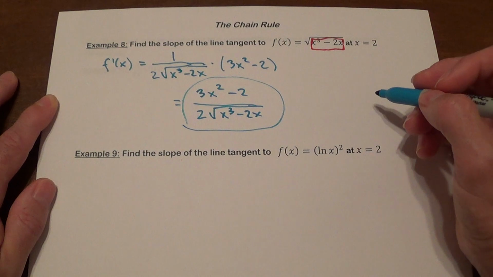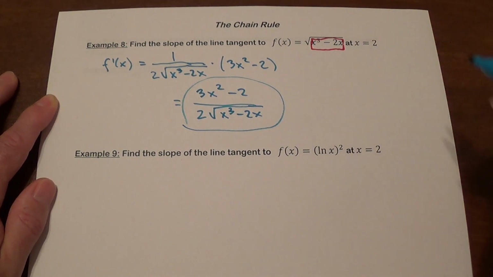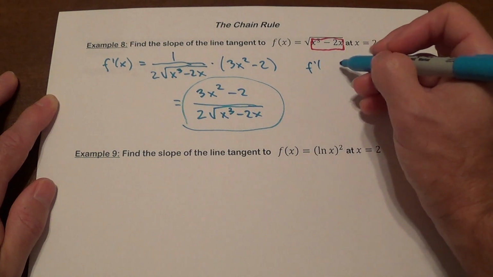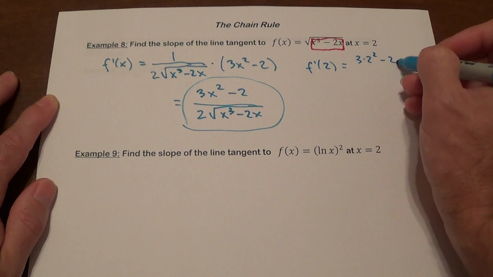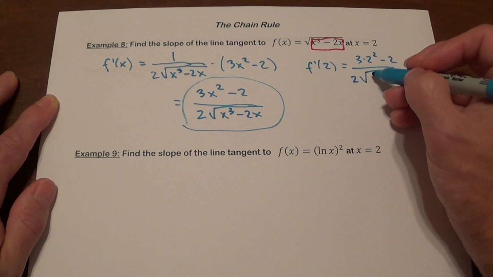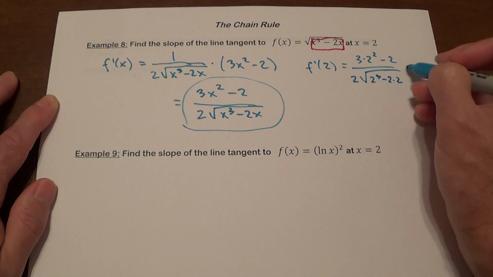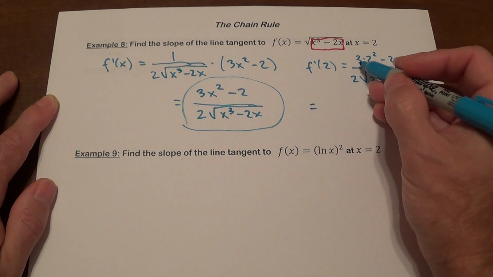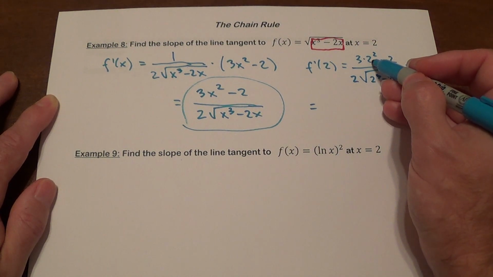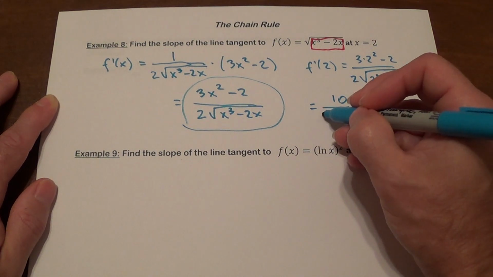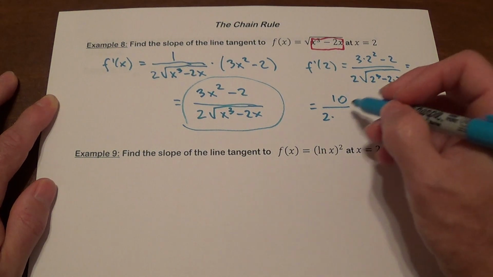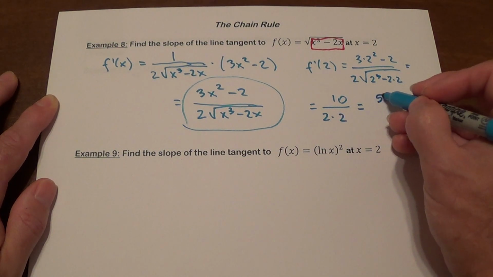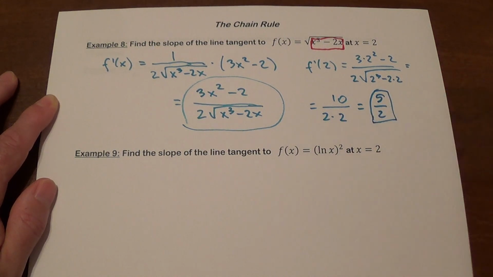Remember, we're finding the slope of the tangent line, so we need to substitute 2 into the function. So f prime of 2 is going to be 3 times 2 squared minus 2, divided by 2 times the square root of 2 cubed minus 2 times 2. That's 3 times 4, 12. 12 minus 2 is 10, divided by 2 times the square root of 8 minus 4. So it's 4, the square root of 4 is 2. So we have 10 over 4, or 5 halves. This is going to be the final answer to this problem.